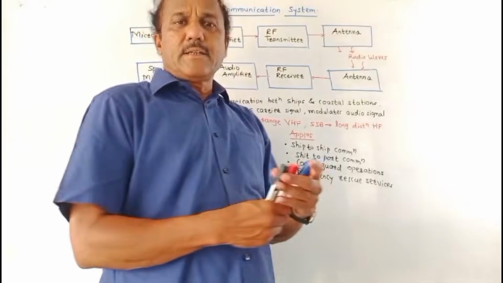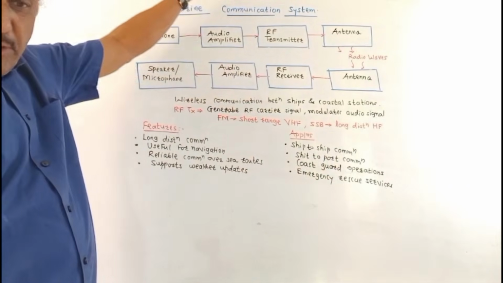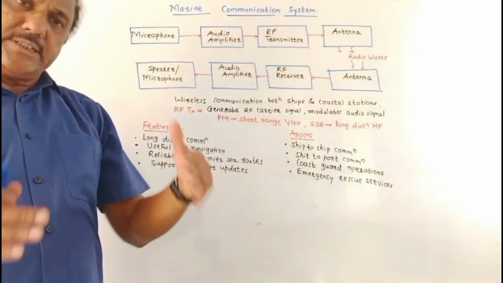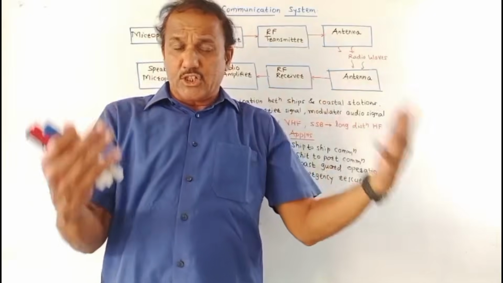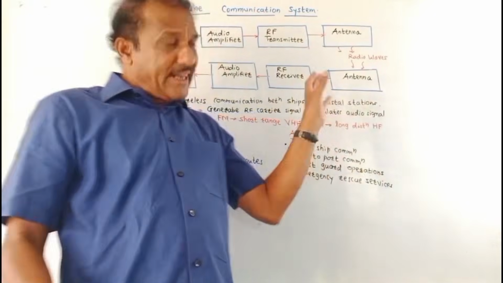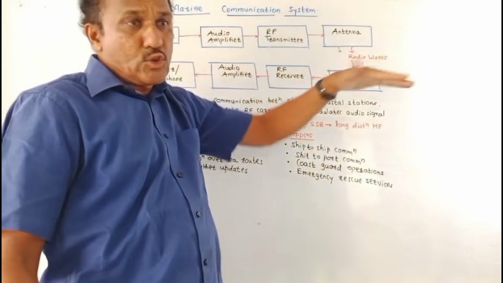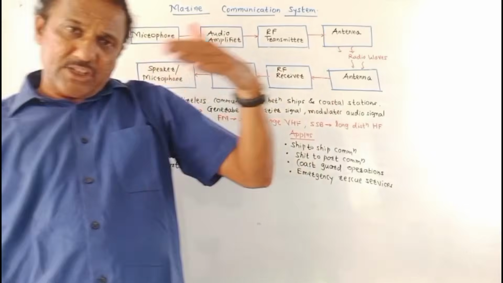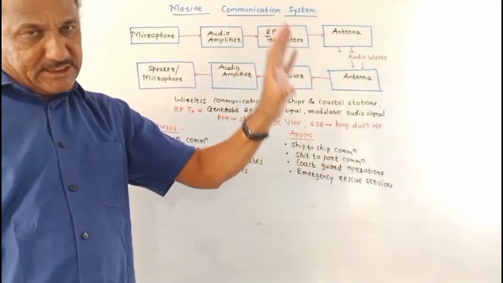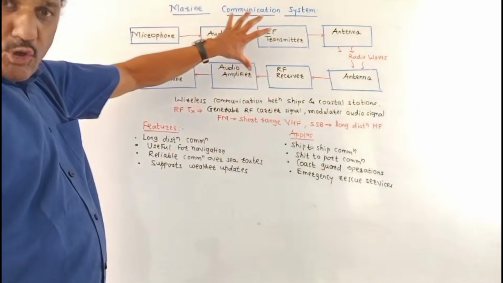Now let us discuss the block diagram of marine communication system. It is very much similar to the aviation communication system, apart from some major changes. What we discussed in aviation communication system is used for aircraft, whereas this marine communication system is used in case of ships. So the communication in aviation system takes place through the free space, whereas this communication takes place over the surface of water.